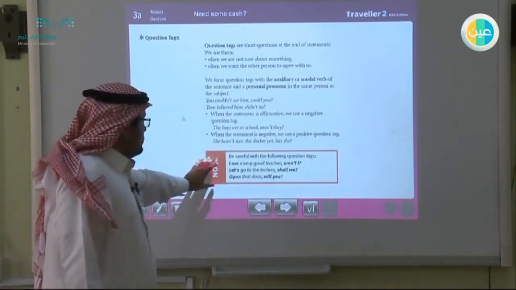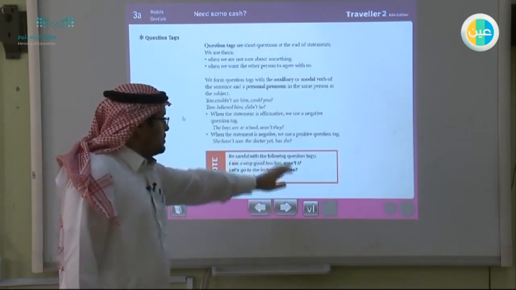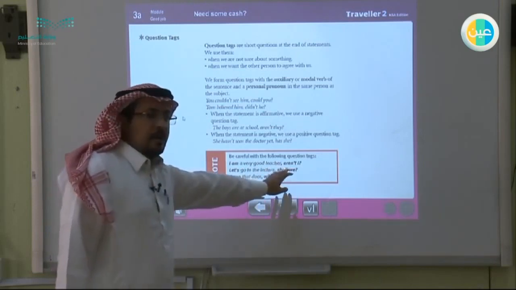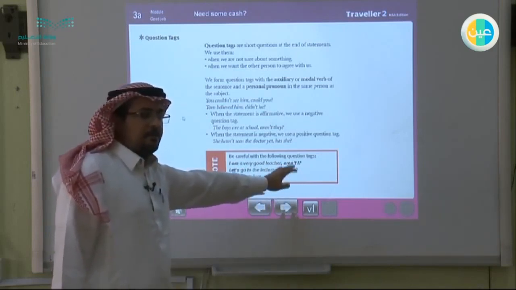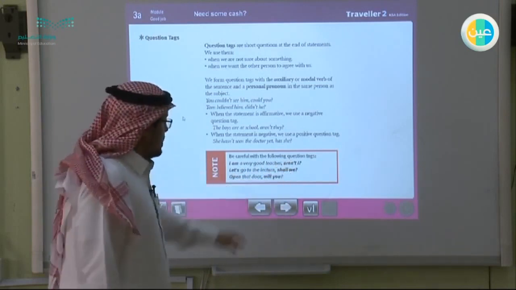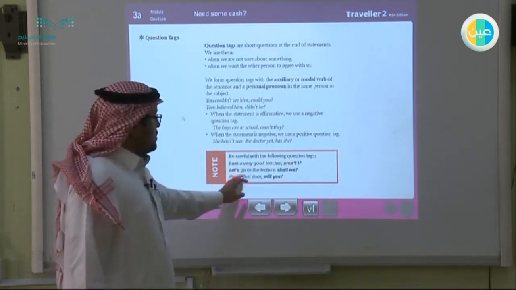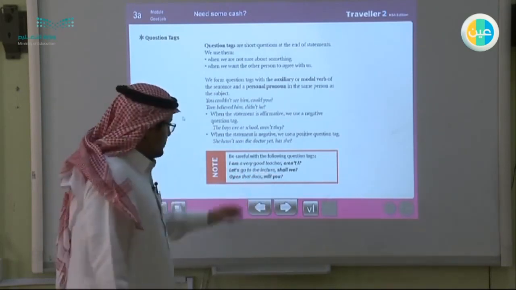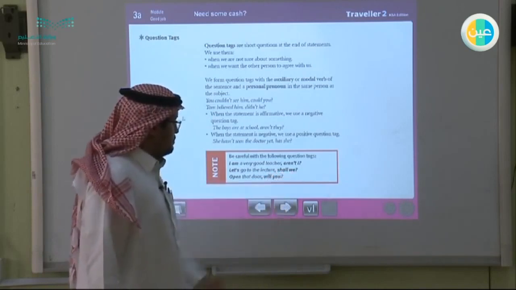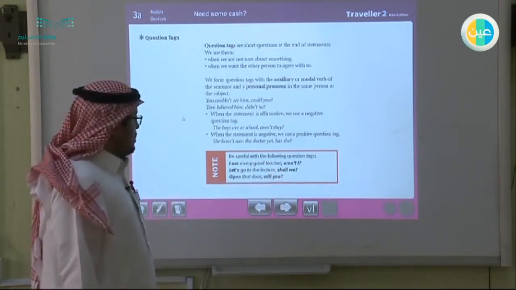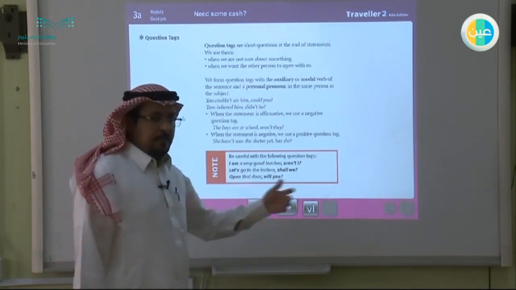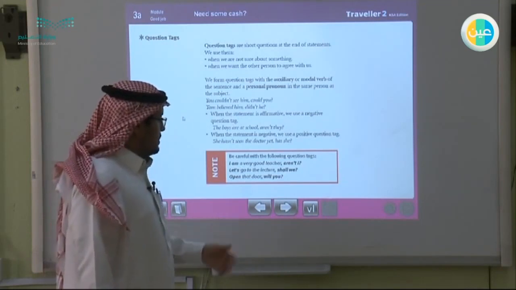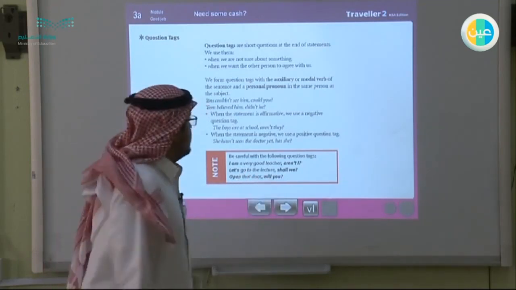As a note here, be careful with the following question tags. I am a very good teacher. So I'm going to use aren't I instead of am or is. Let's go to the lecture. Let us go to the lecture, okay? So we use shall we in this case. Open that door. You ask someone to open that door, and you will end it with a question tag. Will you? Okay.